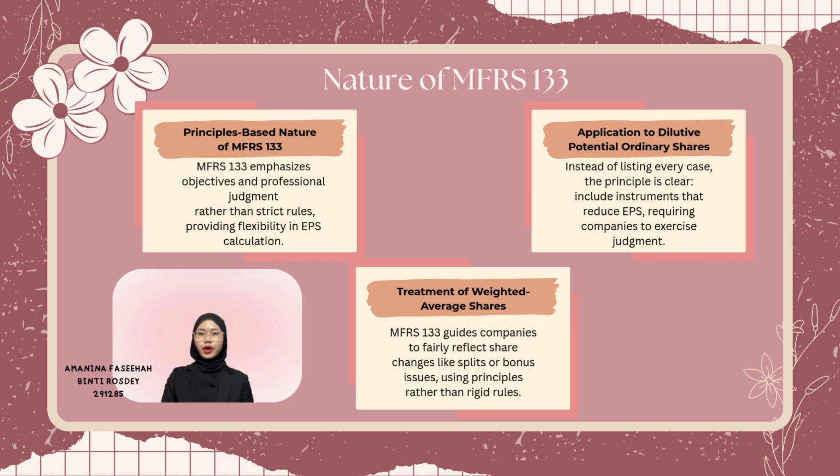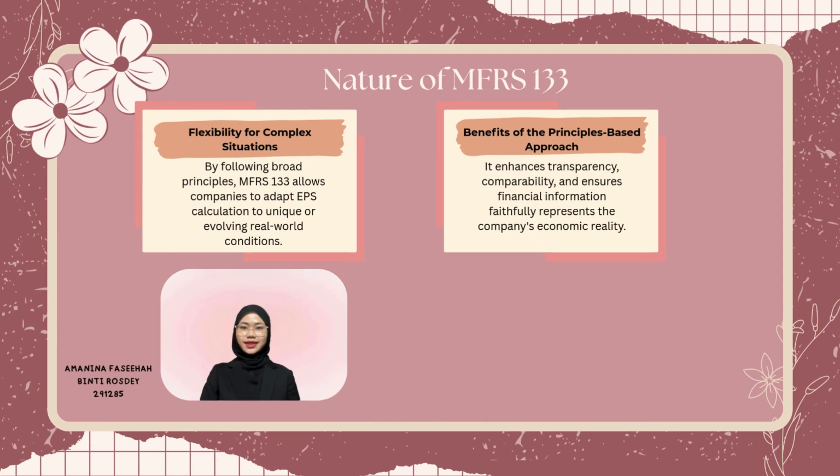For example, when calculating diluted EPS, MFRS 133 requires companies to include all dilutive potential ordinary shares, such as share options or convertible bonds. However, it doesn't give a detailed list or step-by-step method for every case. Instead, it follows the principle of including instruments that would decrease EPS and excluding those that would increase it. This allows companies to use judgment to decide what is dilutive and what's not. Next, MFRS 133's use of the weighted average ordinary shares during the reporting period.